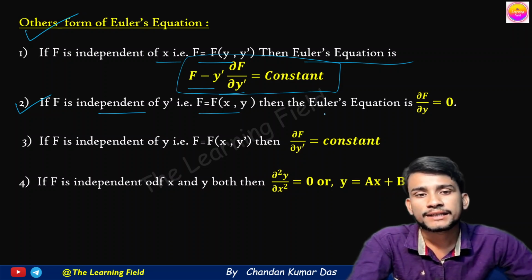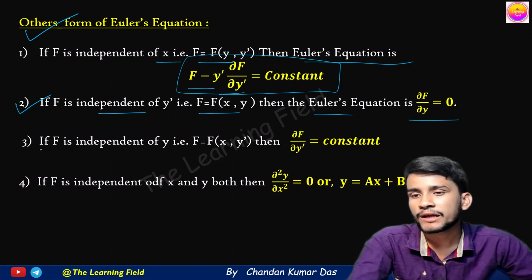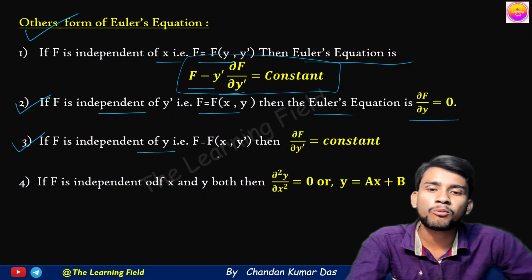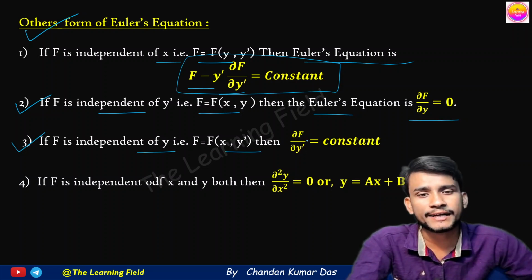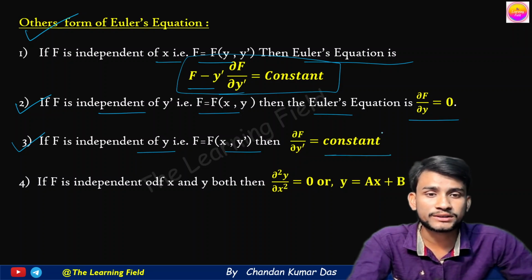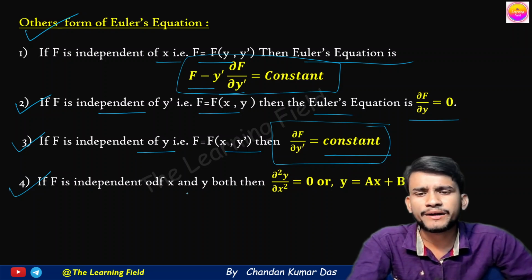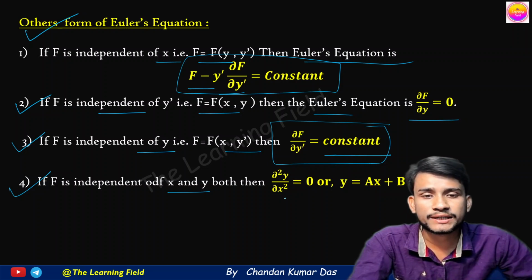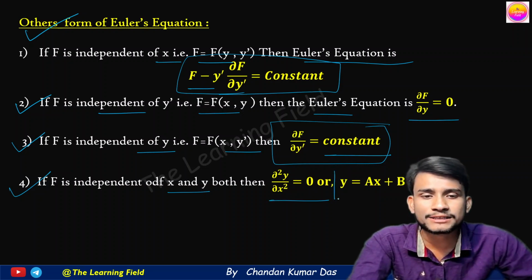then the Euler's equation is ∂f/∂y equal to 0. Now case 3 is if f is independent of y, that is f is a function of x and y dash, then ∂f/∂y dash equal to constant. This is the third form. And the fourth form is if f is independent of x and y both, then the Euler-Lagrange equation takes the form ∂²f/∂y'² equal to 0, and the extremal is this one.